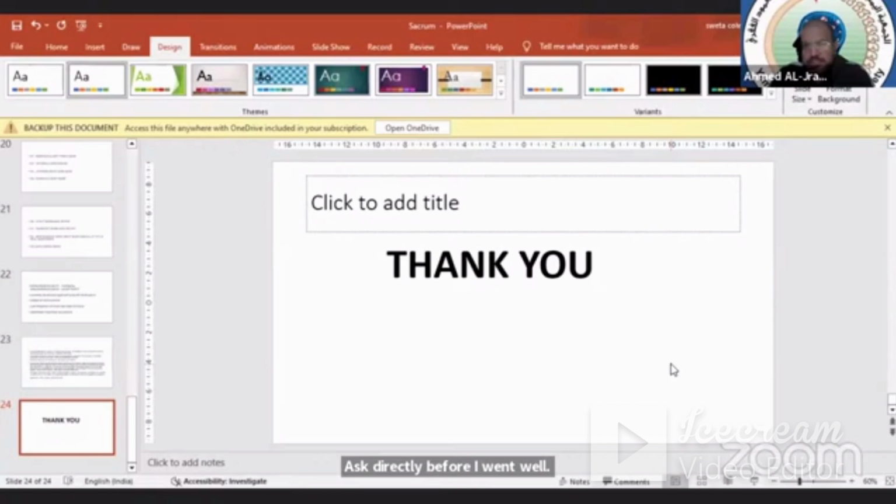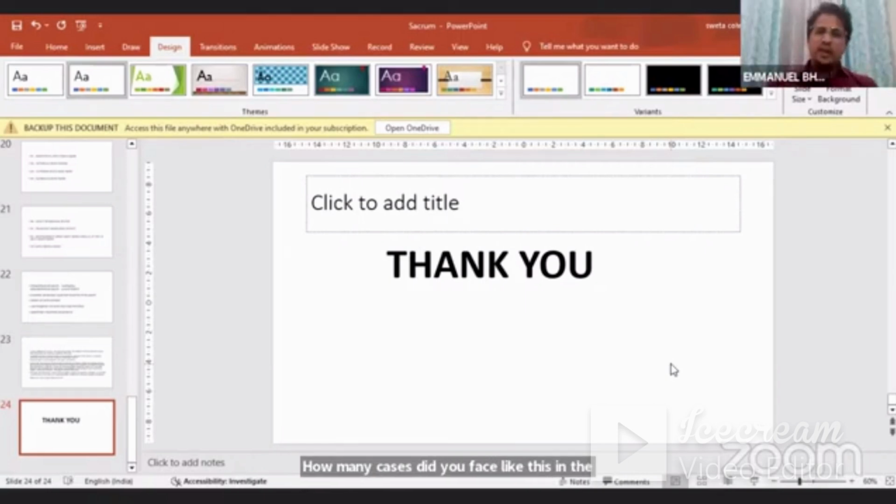I don't see any questions. Dr. Emmanuel, according to your experience, how many cases like this do you face in the real world? Very uncommon, but most of the fractures which were undisplaced were managed non-operatively. We hardly get sacral and coccyx fractures in our practice. It's mostly the thoracolumbar region and the cervical spine injuries where we get the dislocations and the burst and other fractures. Sacral fractures are not very common here, at least in our practice.